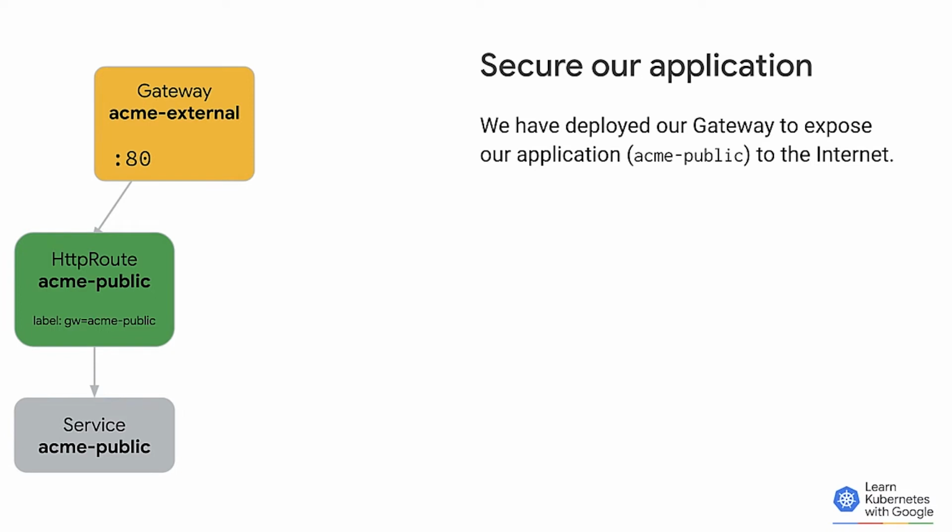Suppose we have already configured a basic Gateway load balancer using Gateway and HTTP route. This works great for our acme-public website that's available over HTTP. But now we want to put the Acme store online, and it should only be accessed via HTTPS.